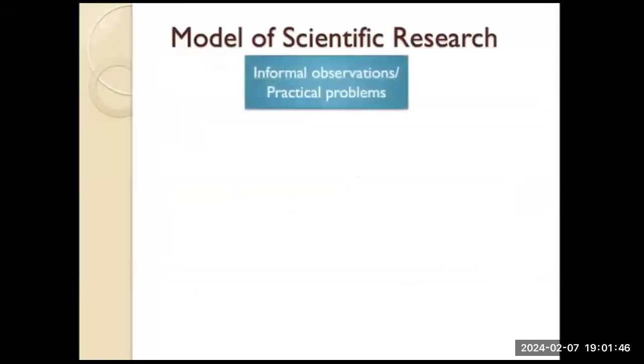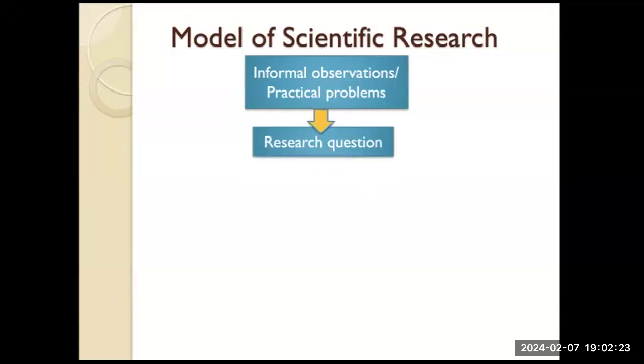So in terms of the model of scientific research, there are several steps that we usually go through. First of all, it usually starts with informal observations of practical problems. For example, if you're at a park and you see that more children are using the slide rather than the swings, you might wonder, what is it about the slide that kids are more interested in? So a lot of times what we're interested in happens because we observe it frequently and we want to know more about it. So then you come up with the research question.